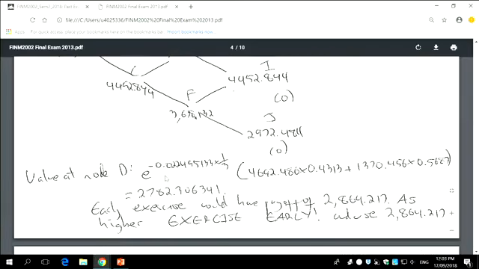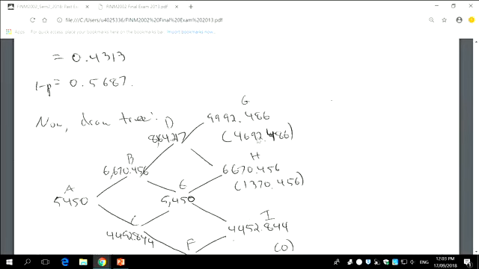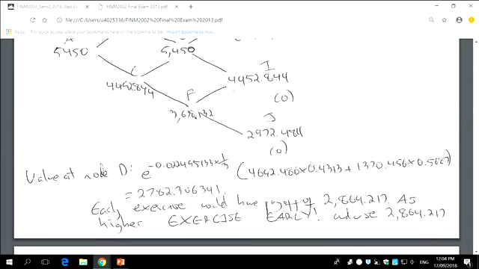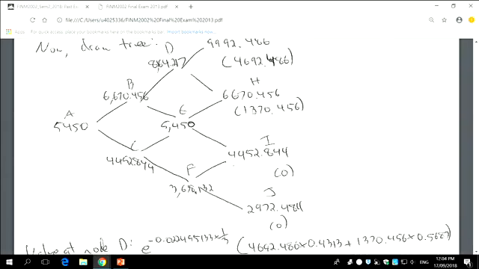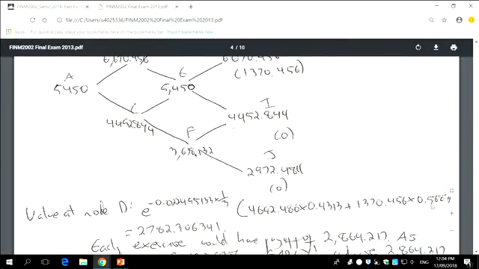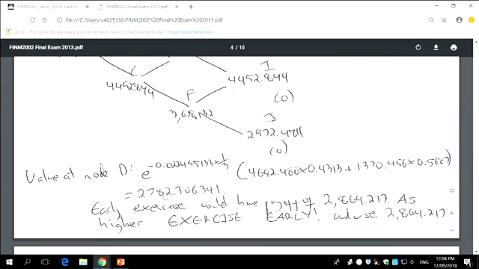So at D, what happens? Well, at D, we say e to the power of, and here's my continuously compounded discount rate I calculated, the length of the time step is a third, and then I've got a payoff of 4692. To get from D to E, you had to move up the tree. So I multiply that 4692 times p, the probability of moving up the tree, plus the 1370. To get from D to H, you had to move down the tree, so multiply it by 1 minus p, the probability of moving down the tree. What does that give me? That gives me 2782.306.